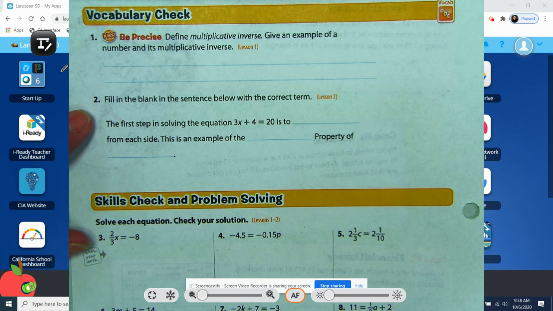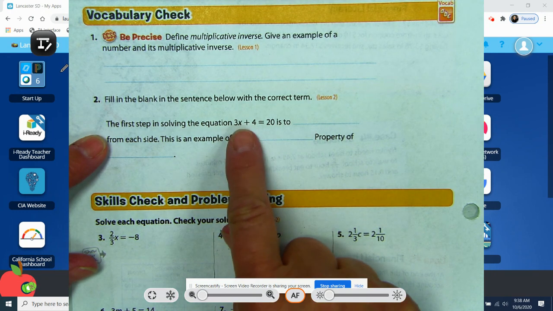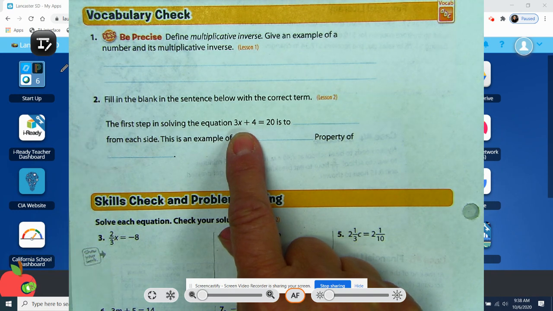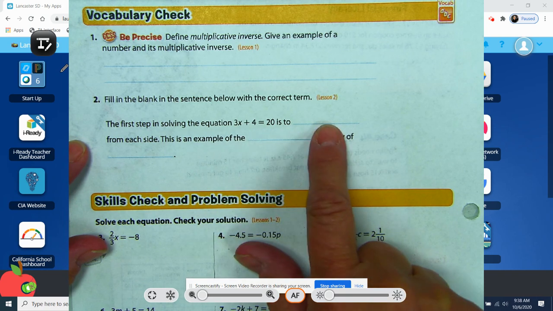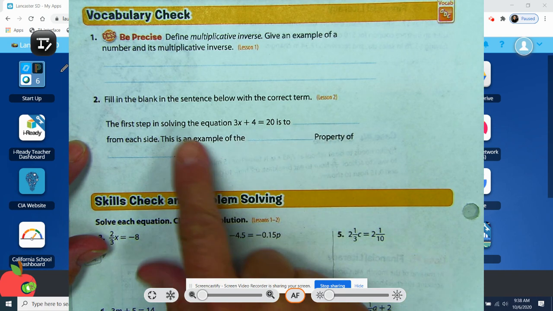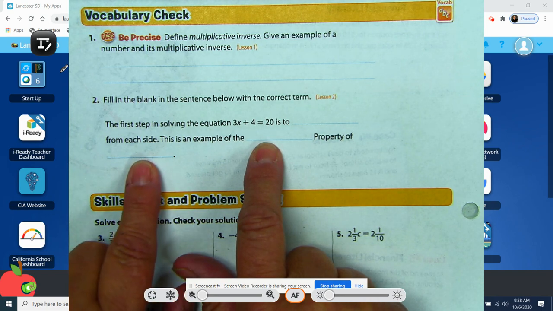Fill in the blank. The first step in solving the equation. So remember, we do the order of operations backward, in which case addition would be last in the order of operations, but it's first in solving. So you are going to subtract 4 from each side. This is an example of the subtraction property of equality.